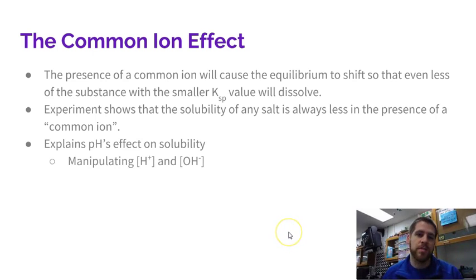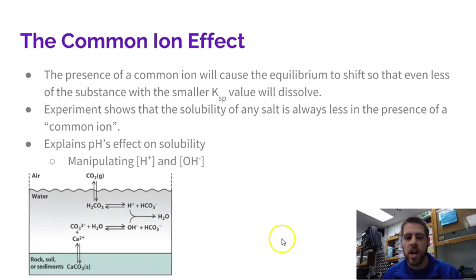And this explains pH's effect on solubility, which we'll talk about in the future. If you manipulate the pH, what you're really doing is affecting the concentrations of H plus or OH minus. This also has incredible applications for things like oceanography and geology and climate science as well, because there are all kinds of complex equilibriums at play in things like the ocean or in lakes and streams.